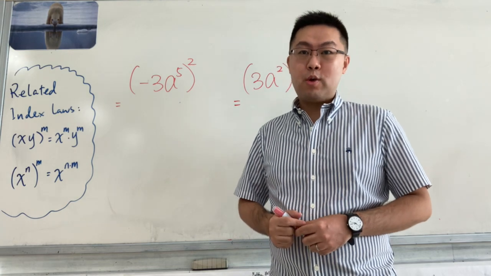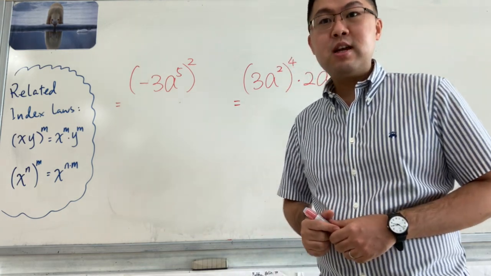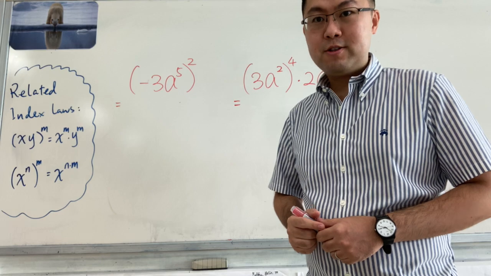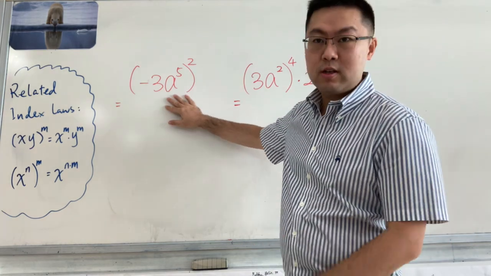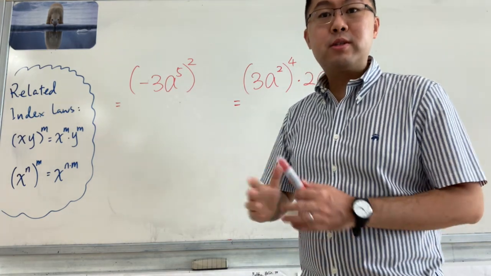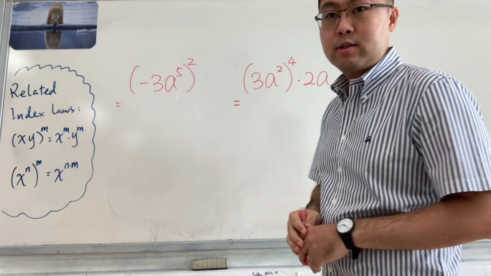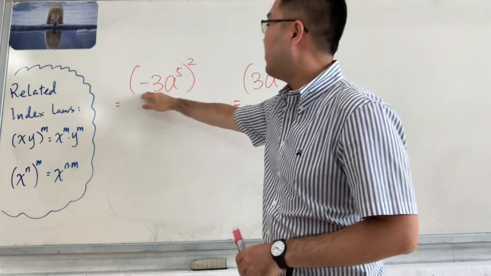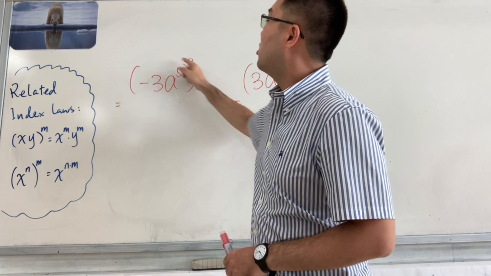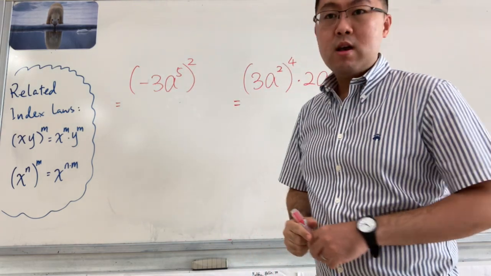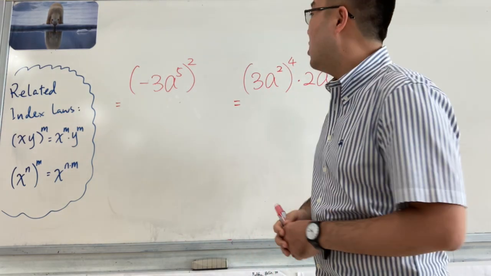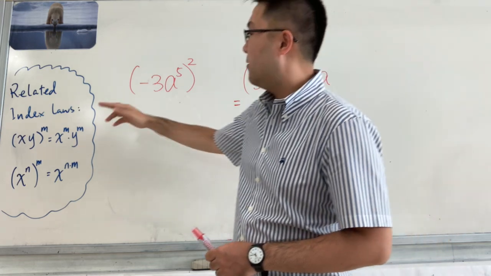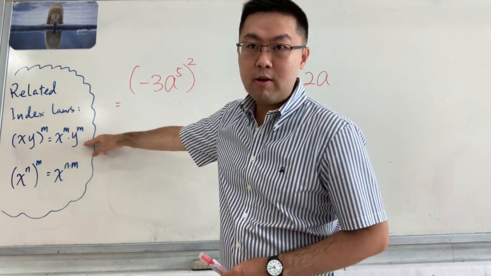Today we'll talk about two questions about algebraic skills and about index laws. So let's take a look at the first question. Our task is to simplify these expressions. The first one is we have -3a to the power 5, the whole thing squared. To simplify this, we need to apply the first index law that I put over here.